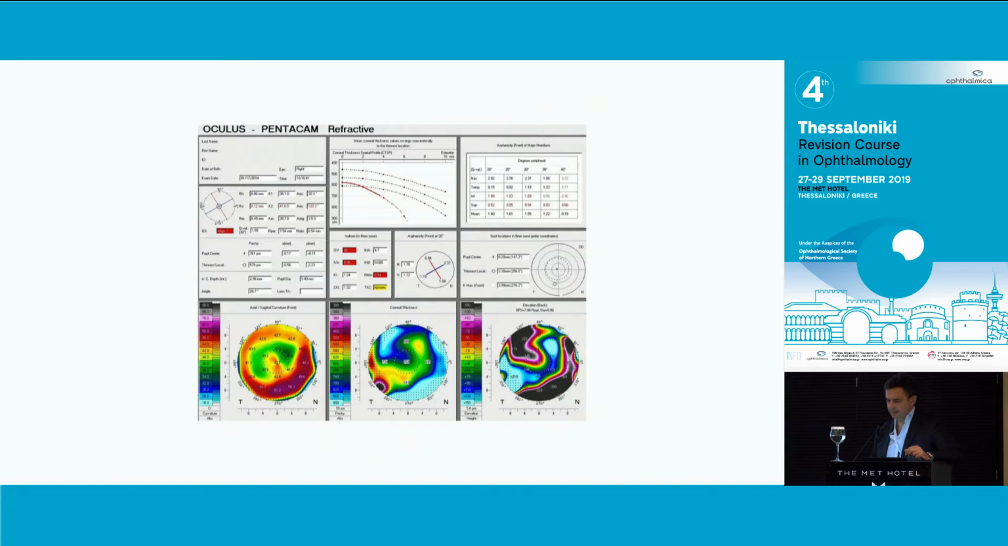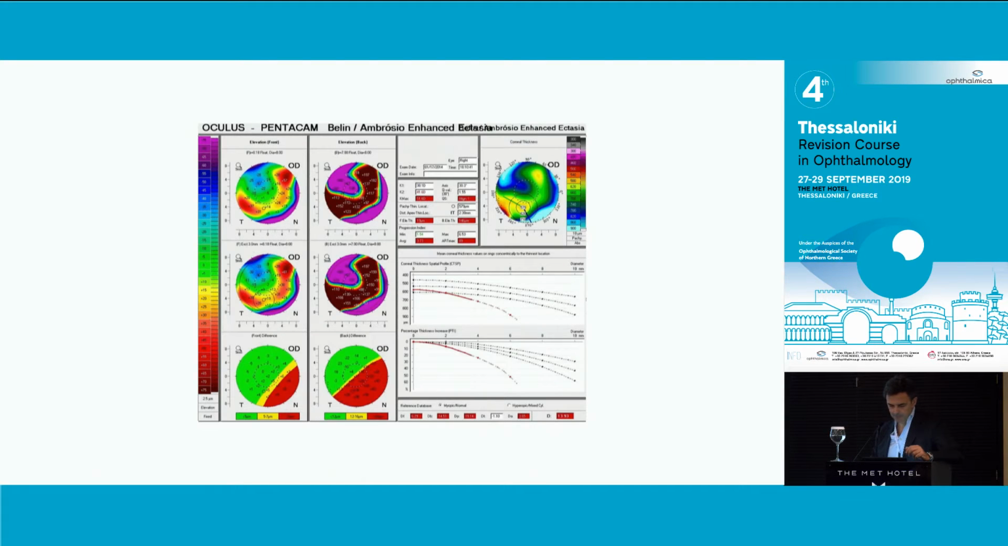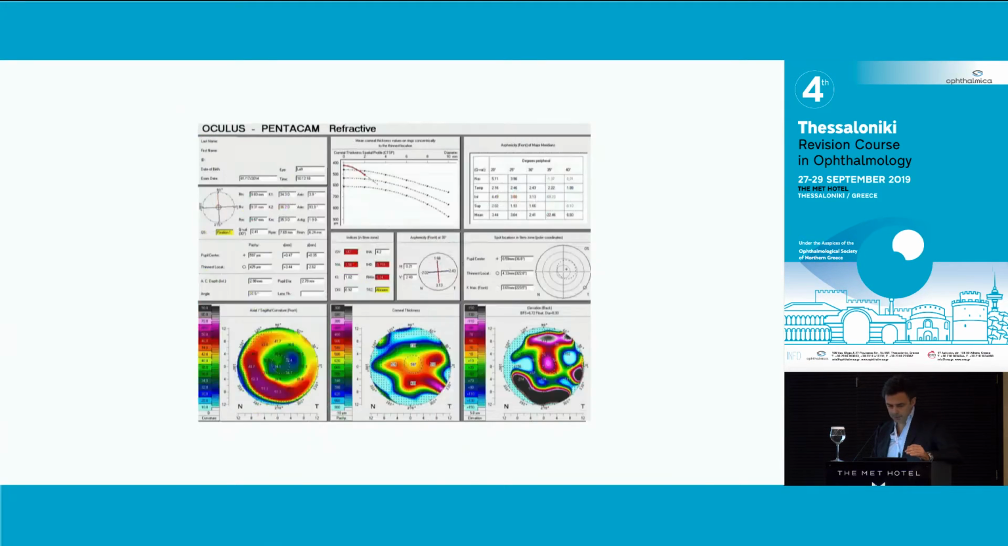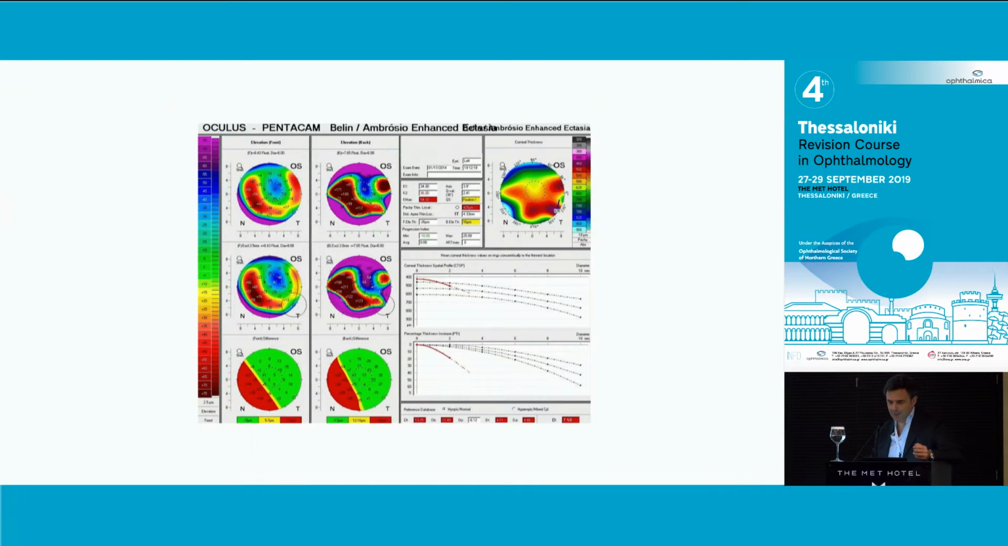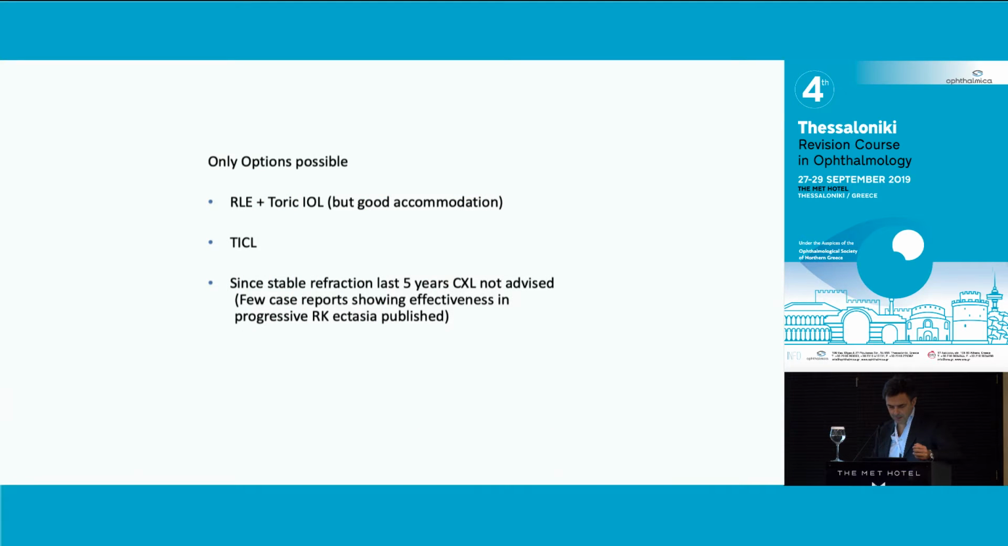The pentagram is all over the place after RK, but he had a very good prescription history. This is the right and left eye. You can't make much out of it at all from the pentagram. The only option possible was the RLE with toric lenses, but I can't guarantee good vision because the astigmatism is relatively irregular on the cornea, whilst this refractive astigmatism was completely stable, proven by prescription.